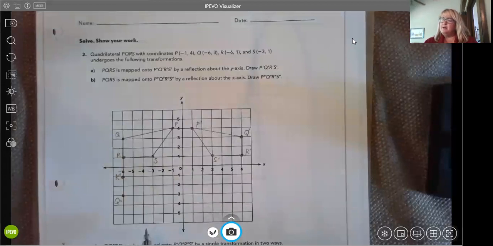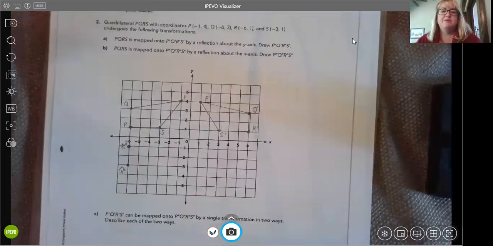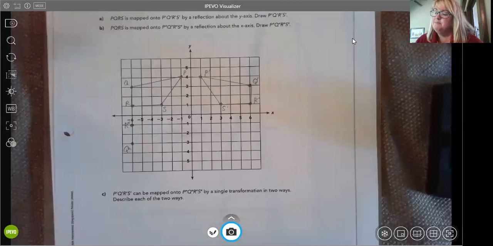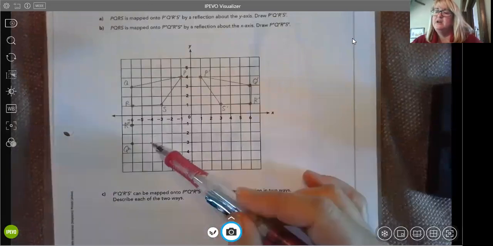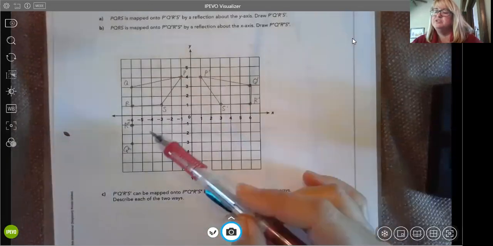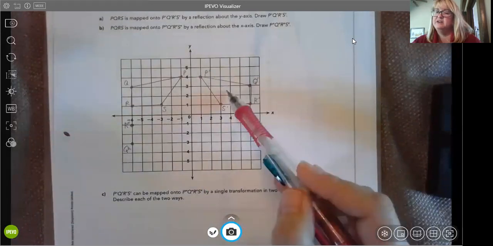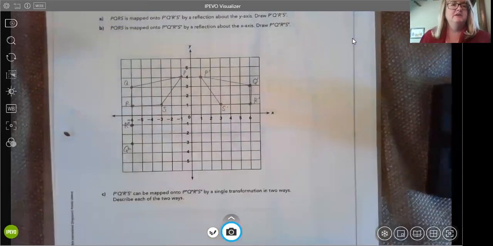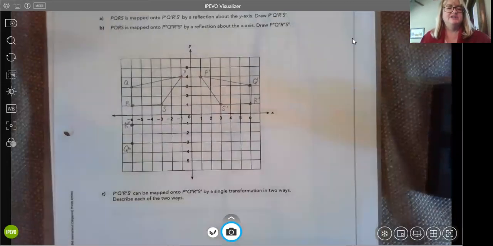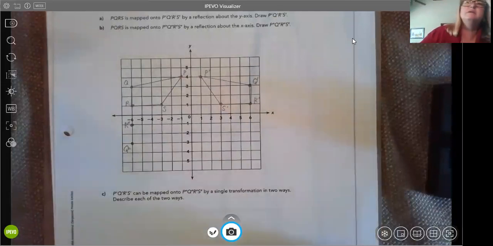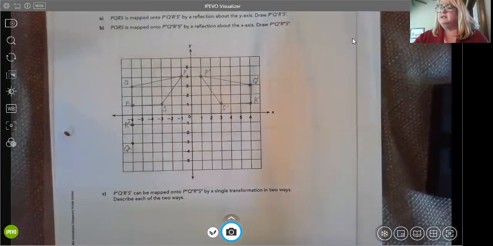And then answer C. C says P, Q, R, S, all that prime can be mapped to the double prime by a single transformation in 2 ways. Describe each of the 2 ways. So once you have this one here, there are 2 different motions that you can move this to here. Would it be a reflection, a rotation, a translation, or a dilation? I want you to figure out the 2 ways. All right.